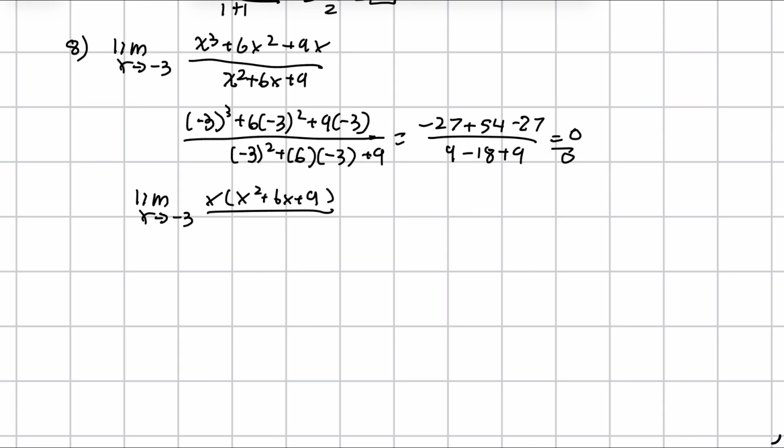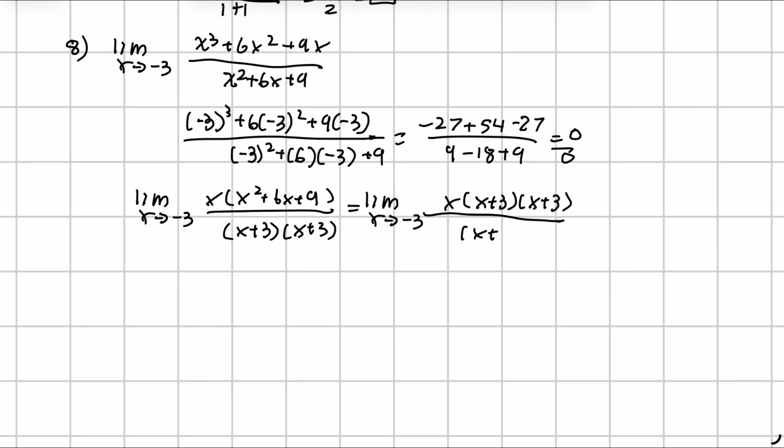And then in the denominator, we can write out x plus 3, x plus 3. We can finish factoring the numerator. We have that x still on the outside. We can write that as x plus 3 times x plus 3. And we have x plus 3 times x plus 3. So now we just cancel those. The limit as x approaches negative 3 is just going to be x. And if we substitute in, we are just going to get negative 3 as our answer.